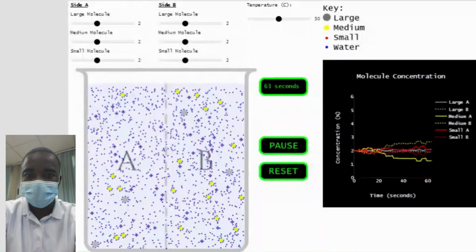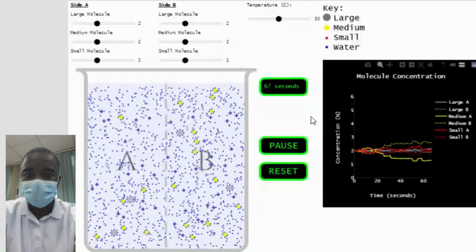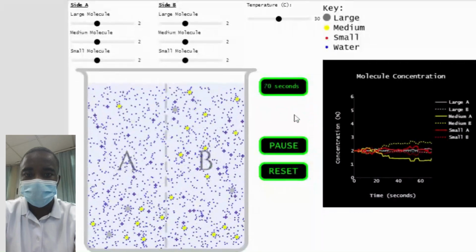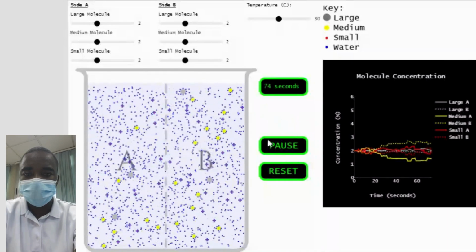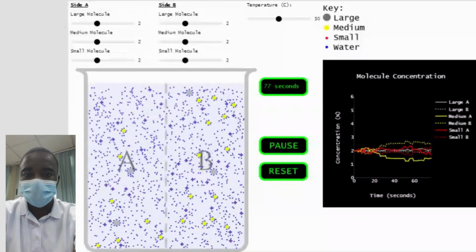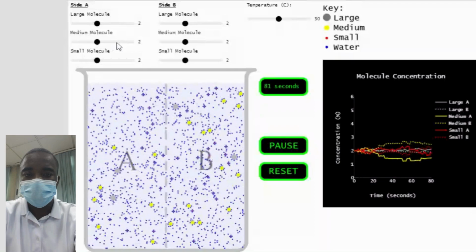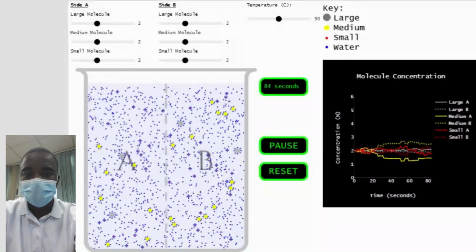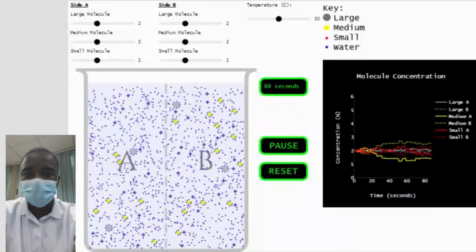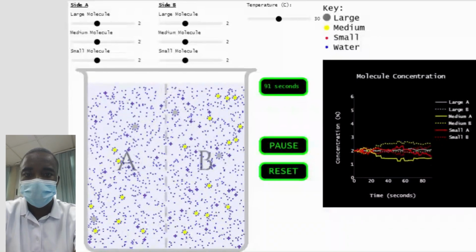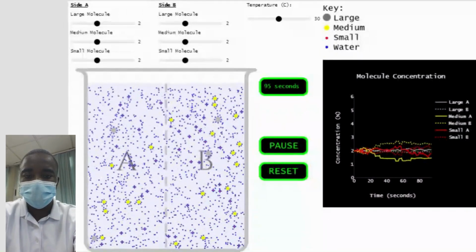1. Diffusion. Diffusion is the movement of molecules from an area of high concentration to an area of low concentration. In the simulation, students can observe how small and medium-sized molecules diffuse across the membrane, driven by the concentration gradient. 2. Osmosis. Osmosis is the movement of water molecules across a semi-permeable membrane from an area of low solute concentration to an area of high solute concentration. The simulation allows students to observe how water molecules move across the membrane in response to the presence of solutes.